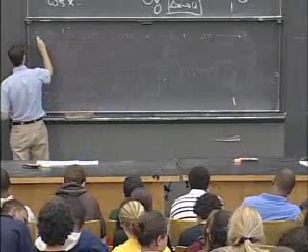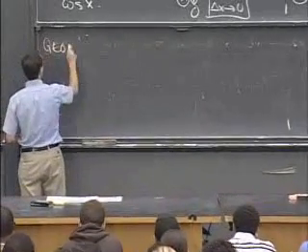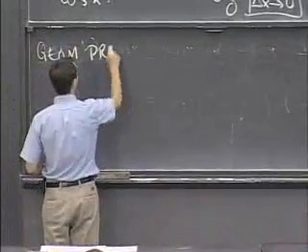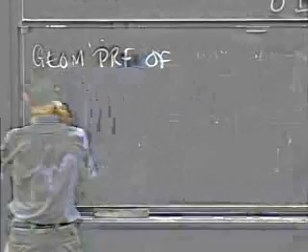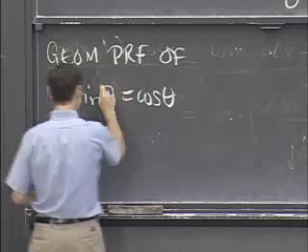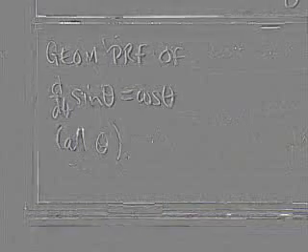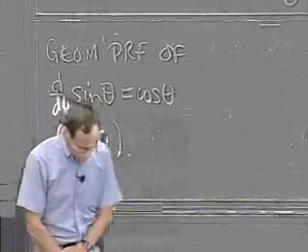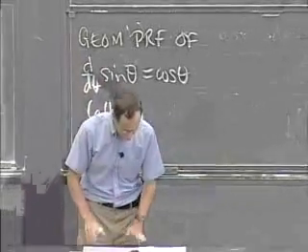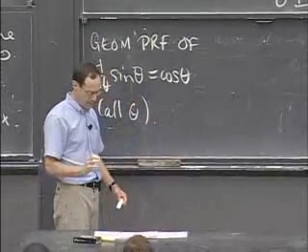So here we go. This is a geometric proof of this fact. This is for all theta. All right, so far we only did it for theta equals 0. And now we're going to do it for all theta. So this is a different proof, but it uses exactly the same principles. All right?